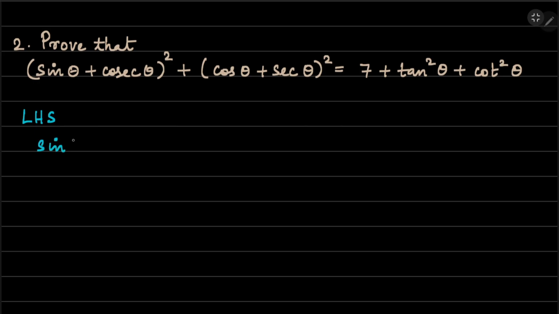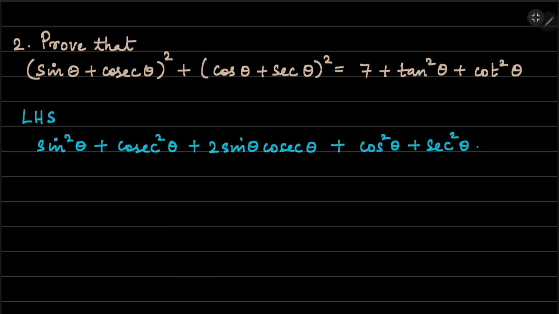So sine square theta plus cosecant square theta plus 2 sine theta cosecant theta. Okay, a square plus b square plus 2ab, plus cos square theta plus secant square theta plus 2 cos theta into secant theta.